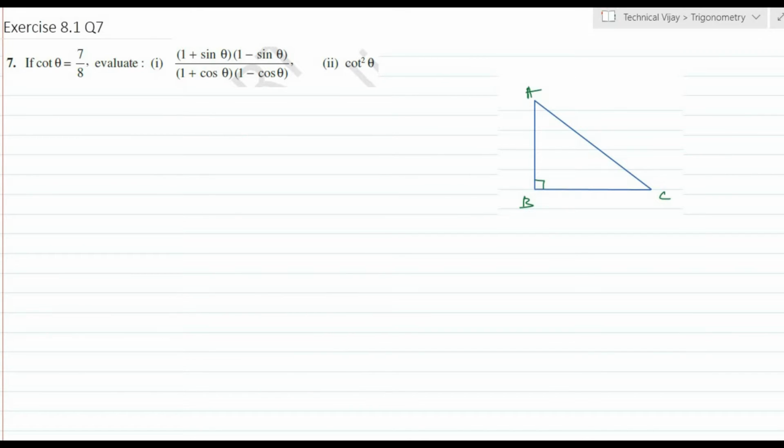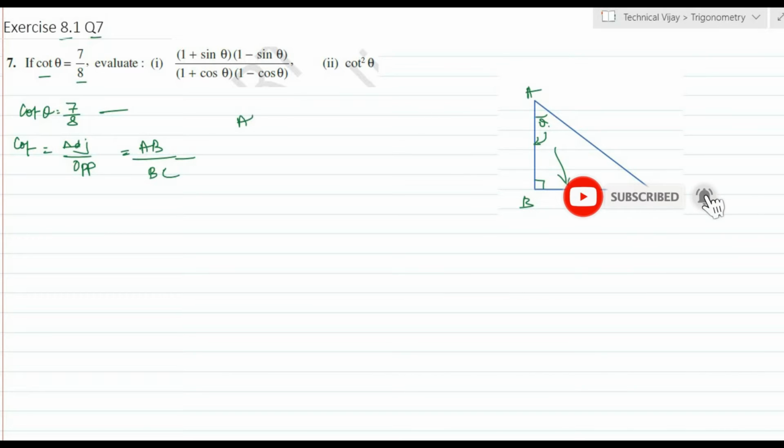Exercise 8.1, question number 7. It is given that cot theta is equal to 7 by 8. Let us consider this as theta. So cot theta is equal to 7 divided by 8. The definition of cot is adjacent divided by opposite. Adjacent means AB, opposite means BC, so AB divided by BC. Comparing, AB is equal to 7 and BC is equal to 8.